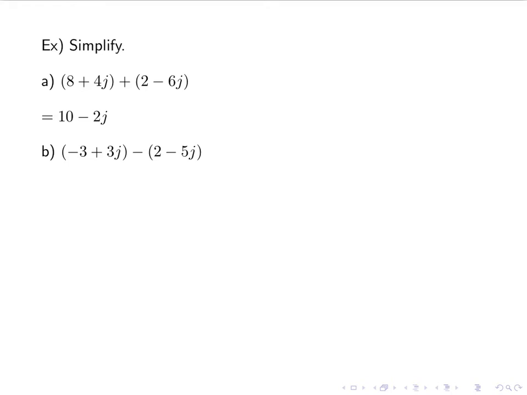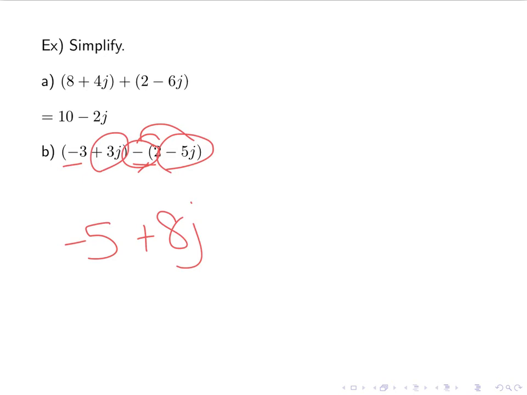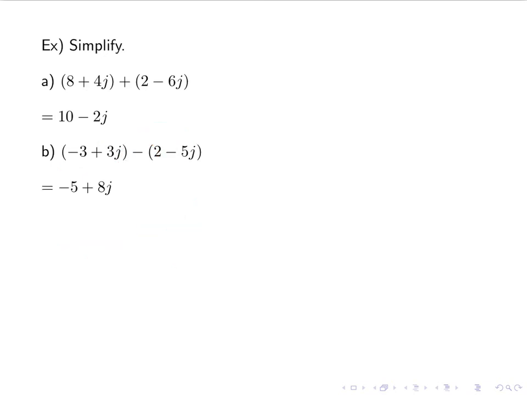For my second set, I have to remember to distribute that negative. So negative 3 minus 2 is negative 5. 3j minus negative 5j is going to be 3j plus 5j, which gives me 8j. So I got that double negative there on that second term.